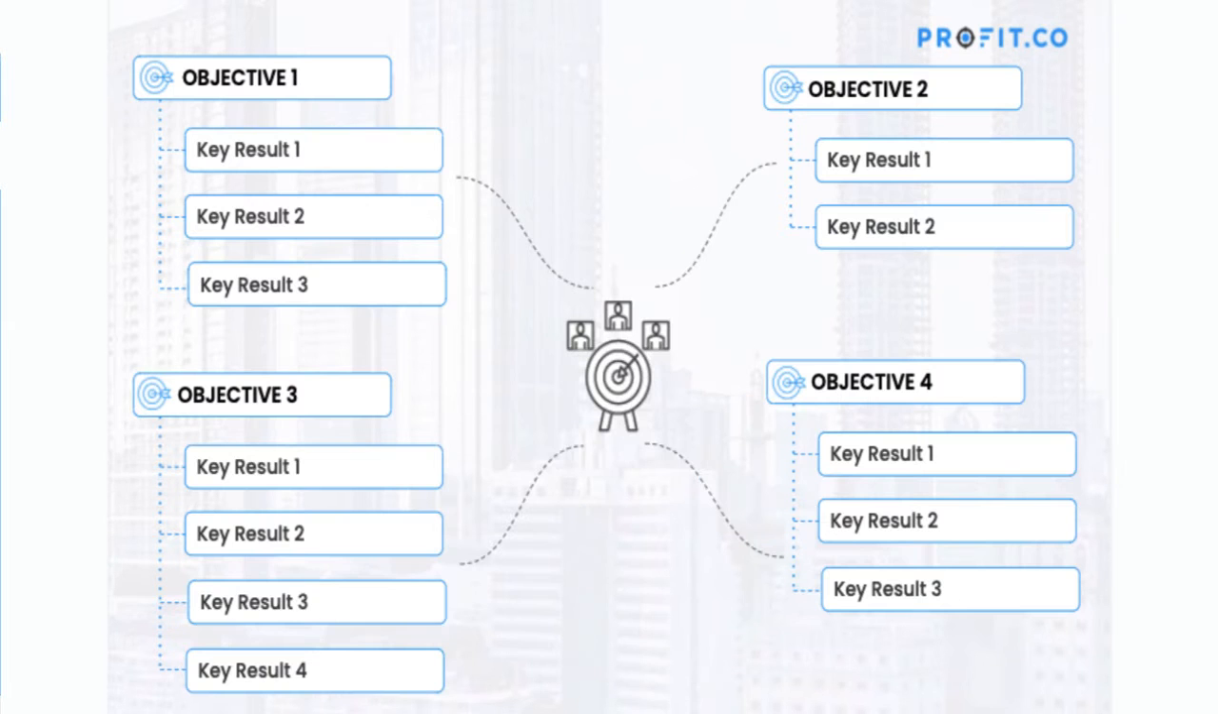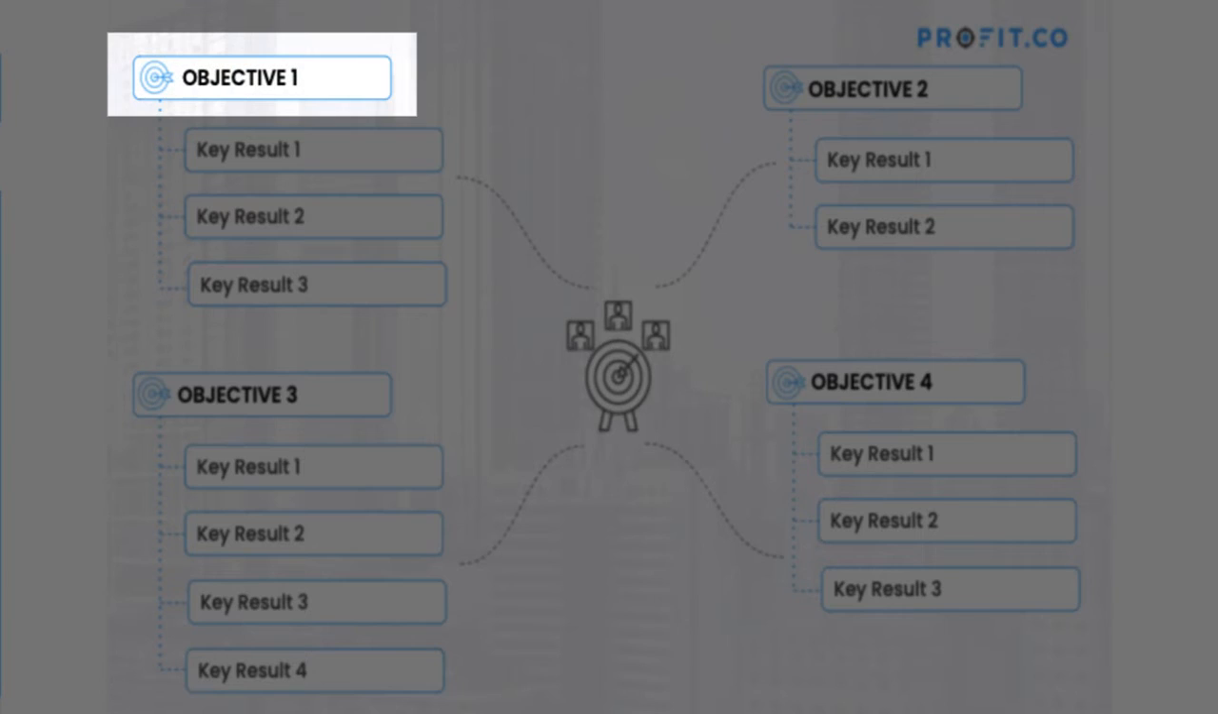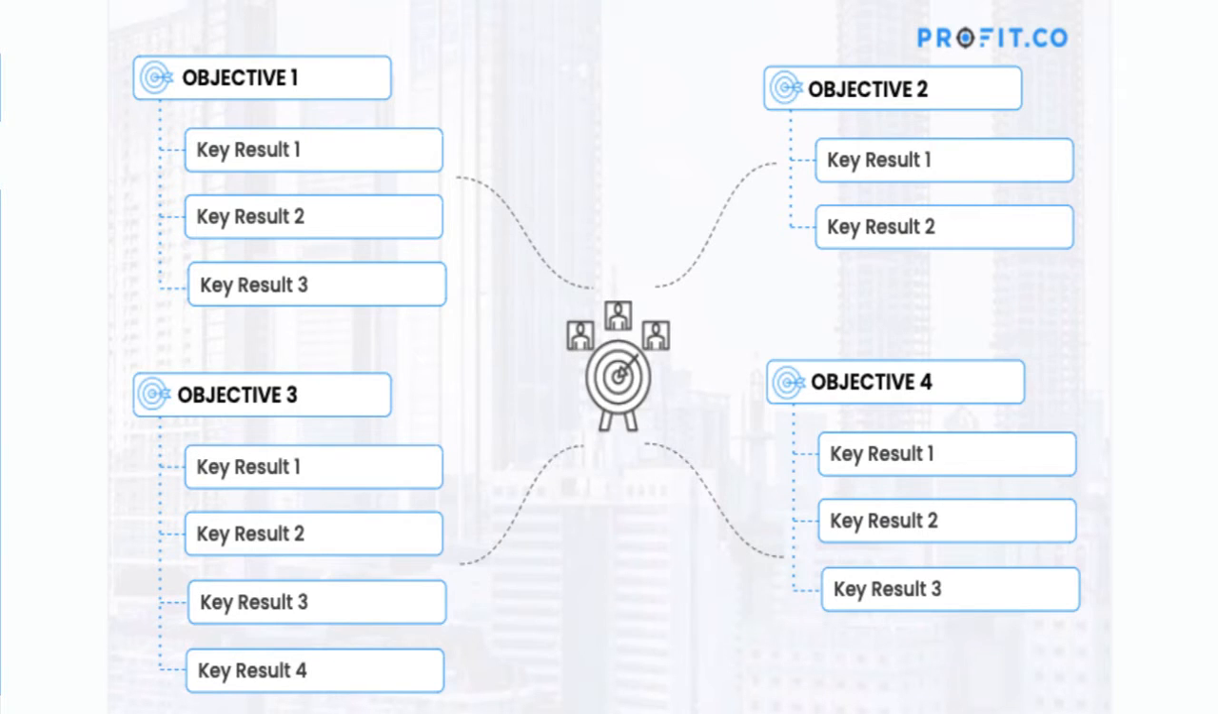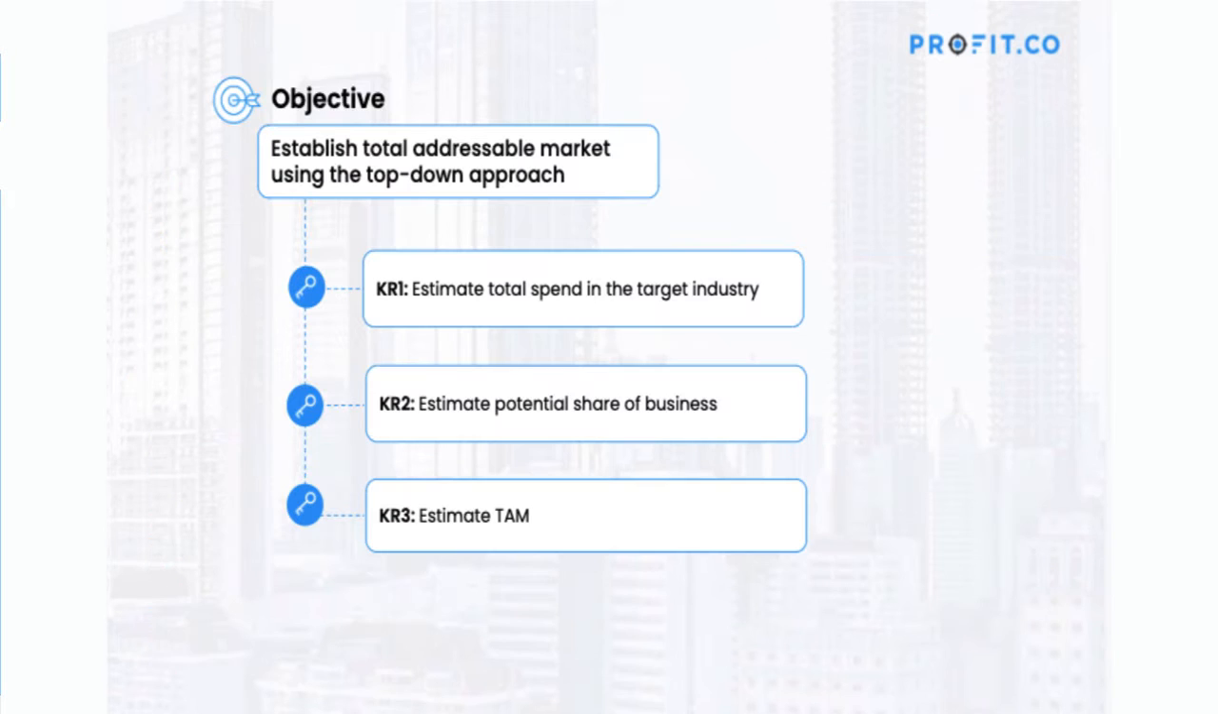challenges. Typically, an organization will have 3 to 4 objectives followed by 2 to 5 key results in each one. The objective is your goal, and the key results are the measures you use to track your progress towards that goal. With OKRs, we can identify the problems your organization is facing and think about what needs to be achieved in order for you to be successful. For example, maybe you're questioning how much of the available market your organization can capitalize on and want to create the objective, establish total addressable market using the top-down approach.